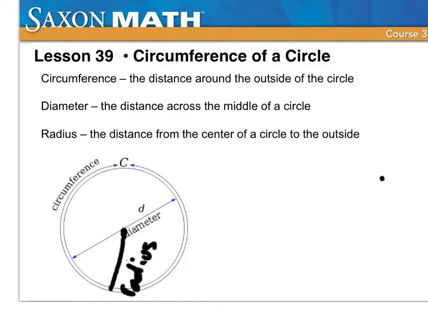So a circle has a lot of what are called radii. Okay, these little lines from the middle to the outside. Another radii, and another radii. A circle also has a lot of diameters that go across the middle. Okay, but they should all be the same distance.